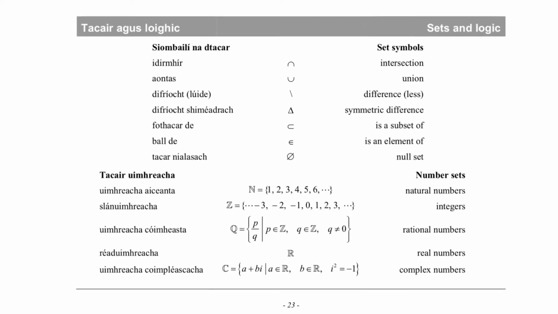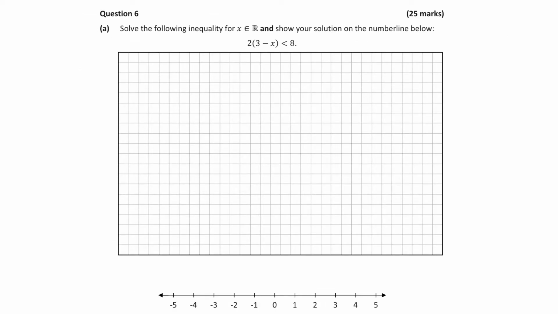So if you go to the log tables, you can see there on page 23 that R represents the real numbers. So real numbers just means every number. So it includes fractions, decimals, everything, right? So real numbers include everything. Okay. So we'll get going and we'll solve that question.